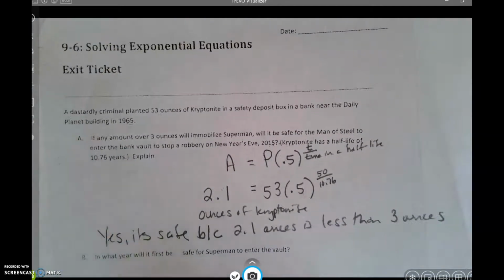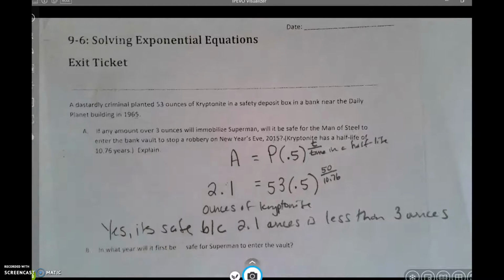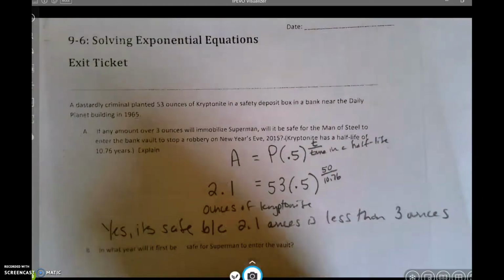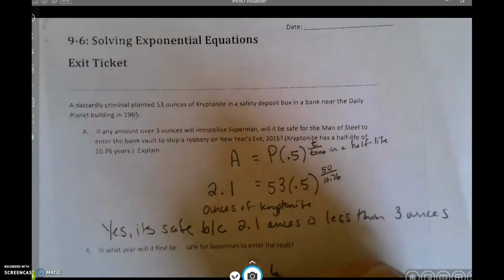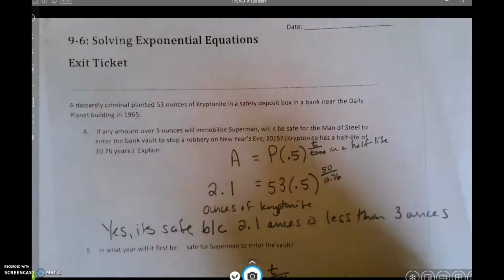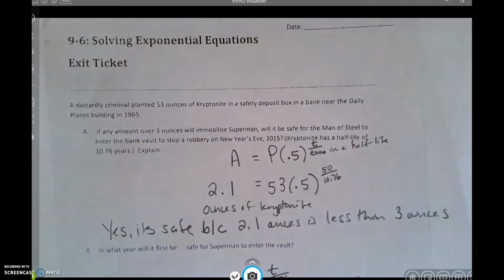Okay? Next question wants to know, in what year will it first be safe for Superman to enter the vault? So this time I know that I'm starting with 53 times 0.5. I don't know the time, but I have to divide it by 10.76, and I need it to be less than 3.